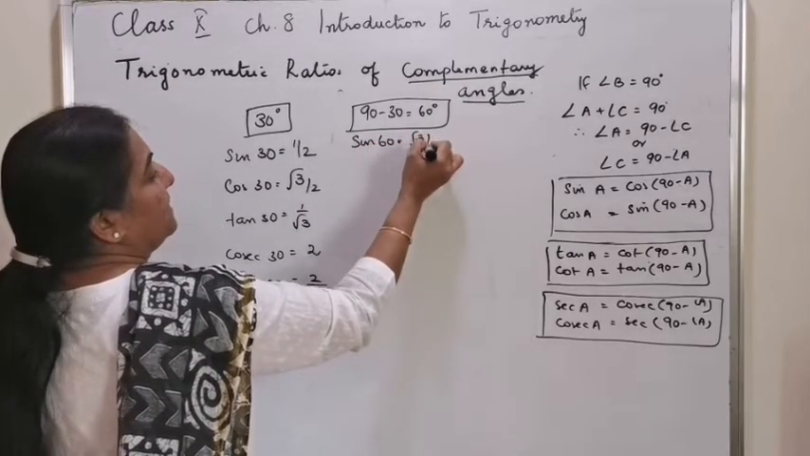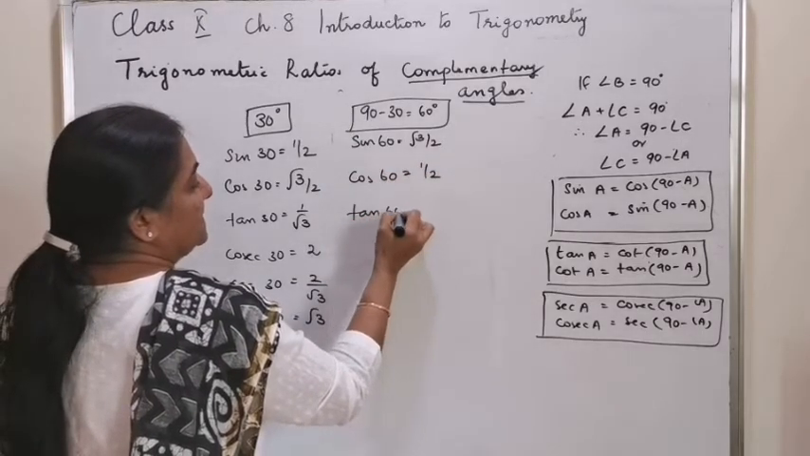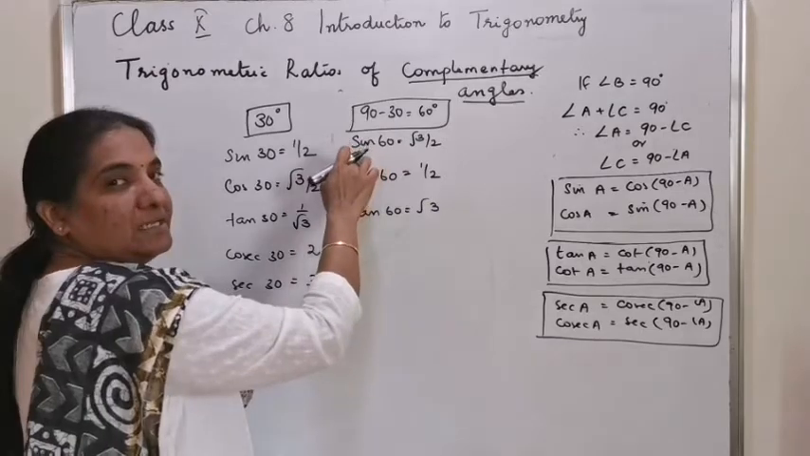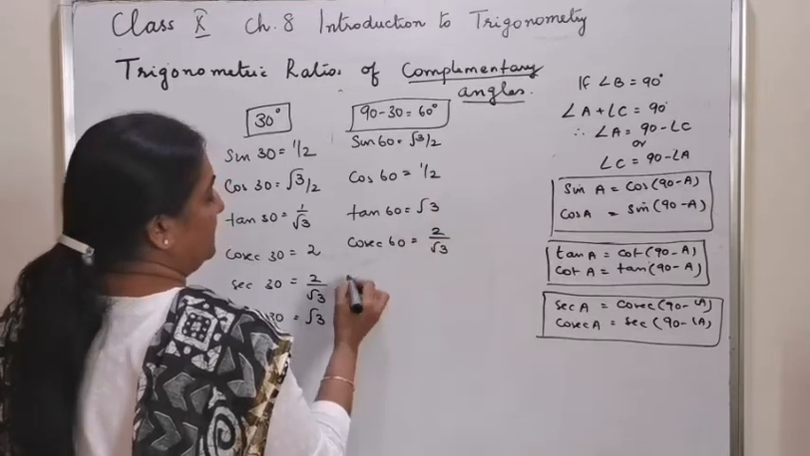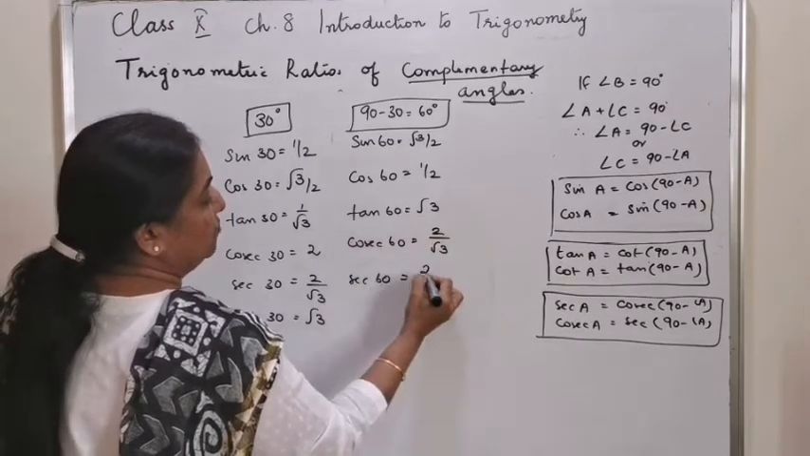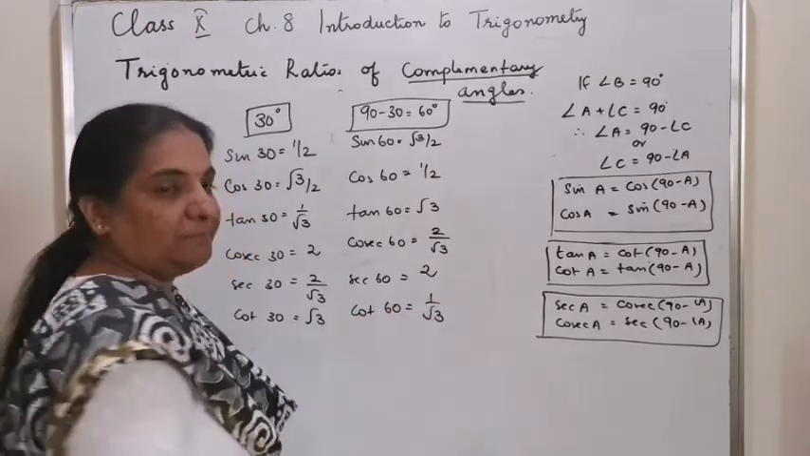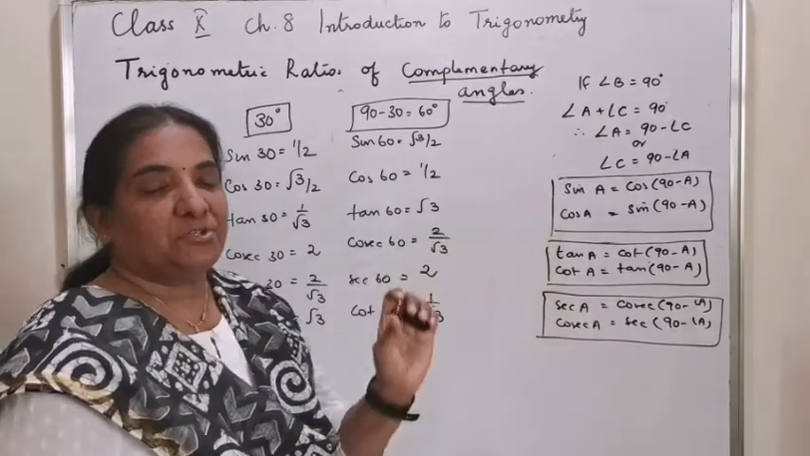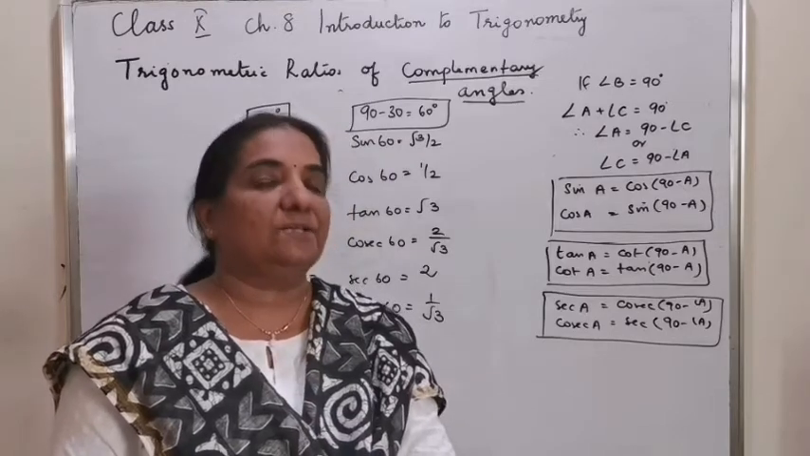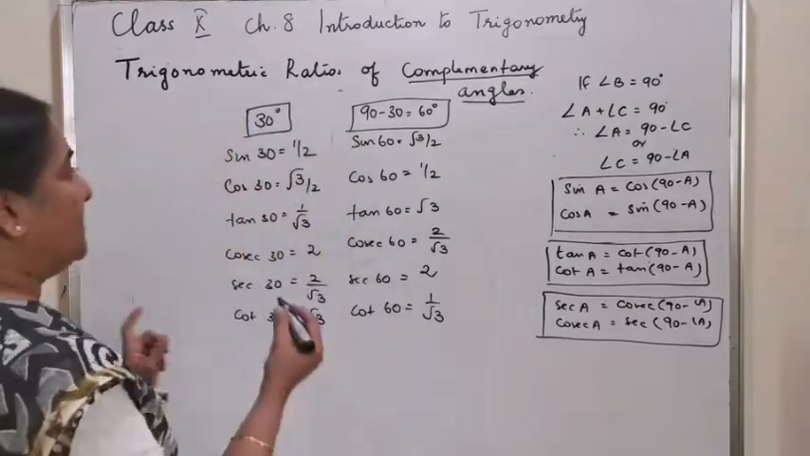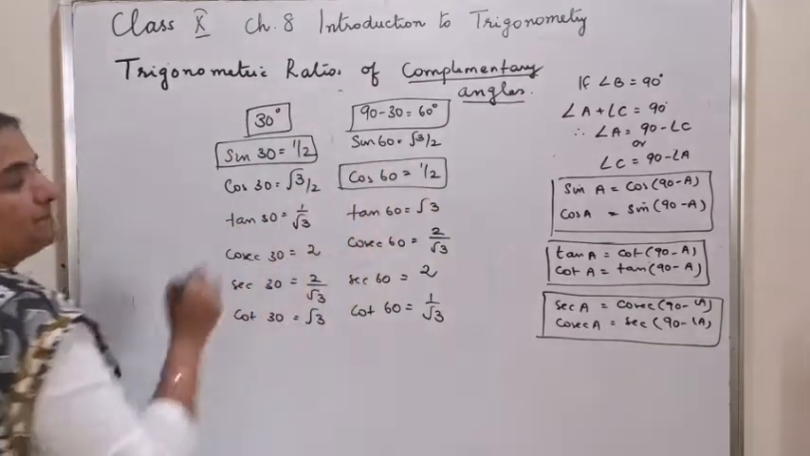Sin 60 is root 3 by 2, cos 60 is 1 by 2, tan 60 is root 3. Reciprocals: reciprocal of sine is cosec 60, which is 2 by root 3, sec 60 is 2 by 1 and cot 60 is equal to 1 by root 3. Let's see whether the ratios of sine and cos are complementary, sec and cosec are complementary and tan and cot are complementary. Just see the values of sine 30 and cos 60.